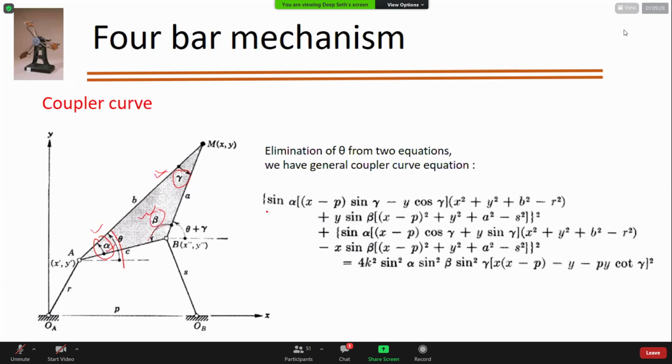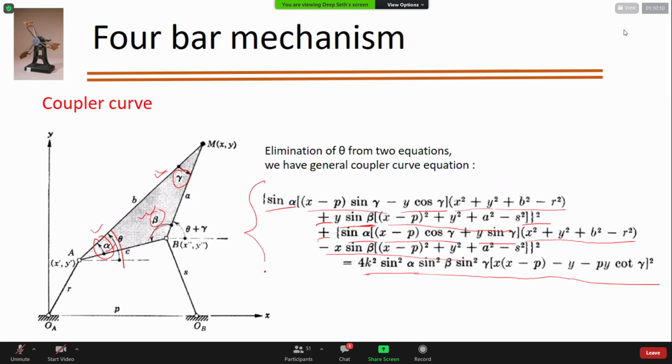So here you are seeing I am writing the same equation again. Sine alpha (x − p) sine gamma − y cos gamma into (x² + y² + b² − r²) plus b y sine beta over here. Same, (x − p)² + y² + a² − s², plus sine alpha ((x − p) cos gamma + y sine gamma) and so on, and similarly this part, and here you will have 4k² sine² alpha sine² beta sine² gamma and this part.